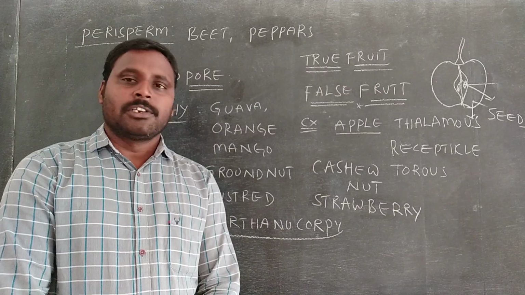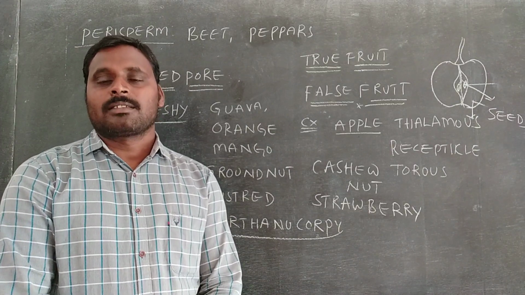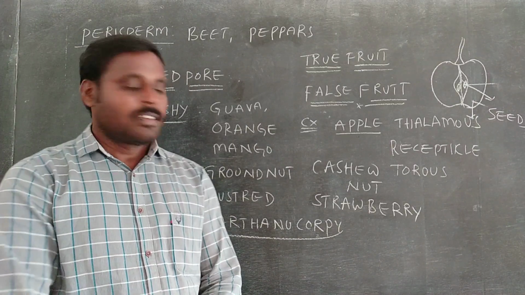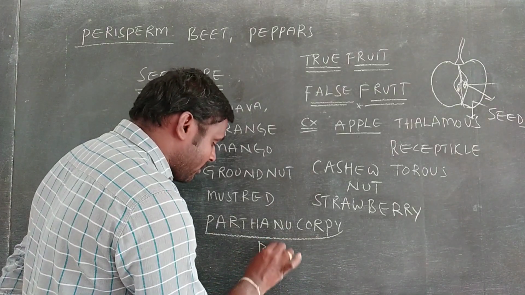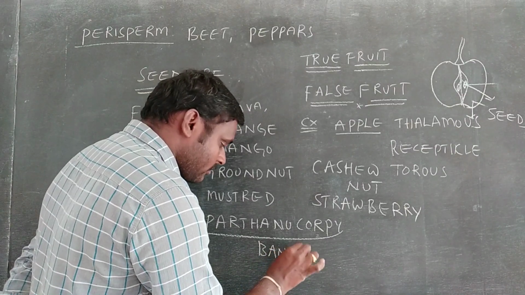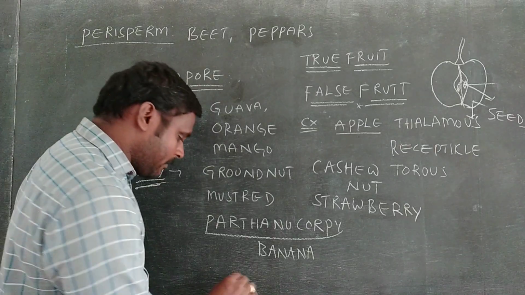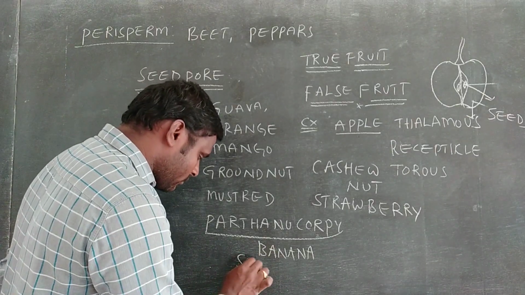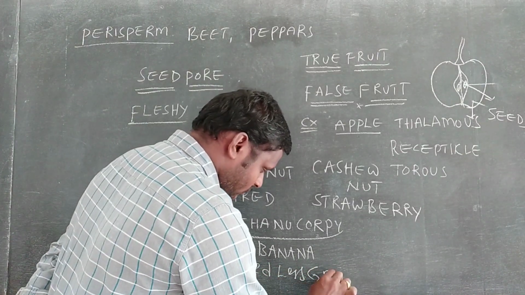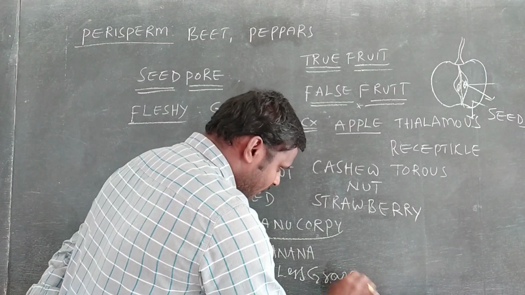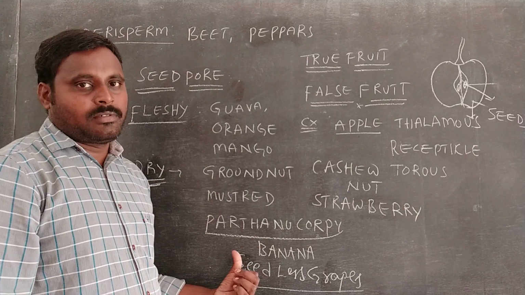How is it induced? We use some chemicals, like auxins, gibberellins, etc. What is an example of a parthenocarpic fruit? Banana is the best example, and also seedless grapes. These are examples of parthenocarpic fruits.